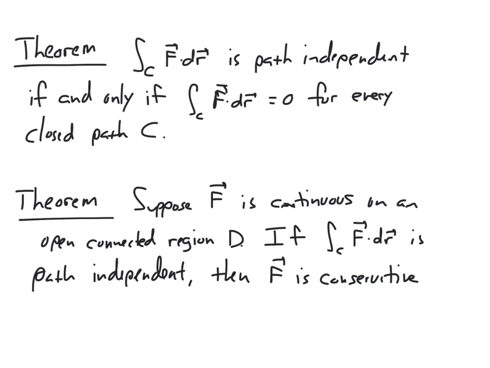Okay? So in the next video, we're going to take up this question of determining whether or not a given vector field is actually conservative. In other words, if we have a vector field, is it the gradient vector field for some function f? And if so, how can we find that potential function f?